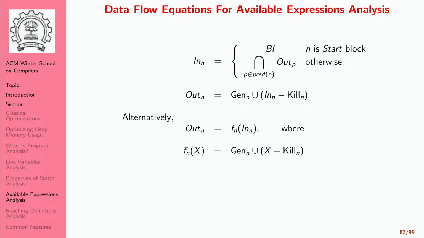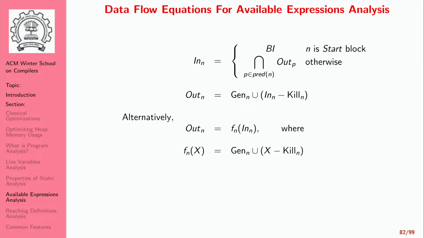So here now we introduce another form. We introduce this flow function Fn associated with block n, which has this form. Fn of x, x is its argument, so we say x minus kill n union gen n. The interesting part is that this gen and kill are constant properties of a statement. Like live variables analysis, for available expressions analysis also, gen and kill do not depend on the incoming information.